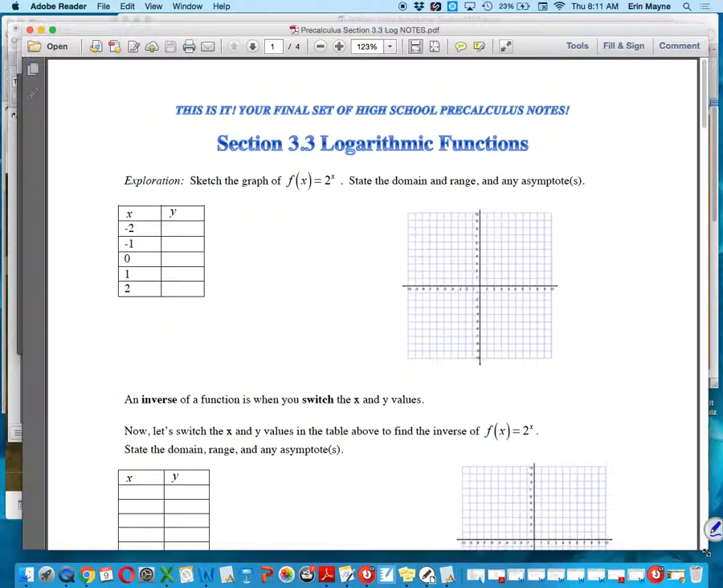2 to the negative 2 is 1/4. 2 to the negative 1 is 1/2. 2 to the 0 is 1. 2 to the first is 2, and 2 to the second is 4. And in the air, when you just draw it, what does an exponential look like as a general rule?